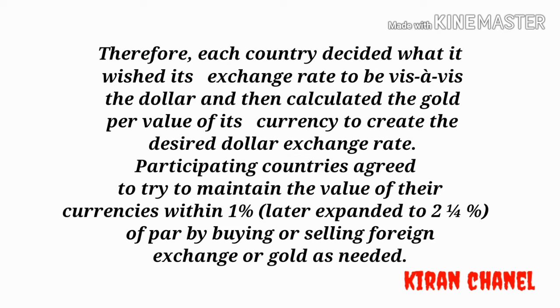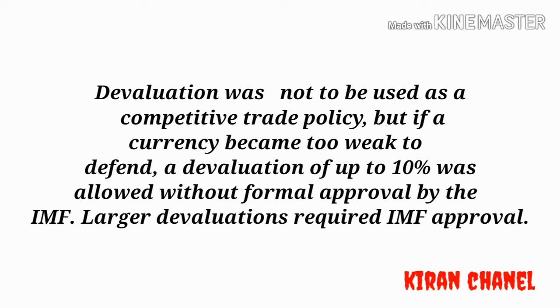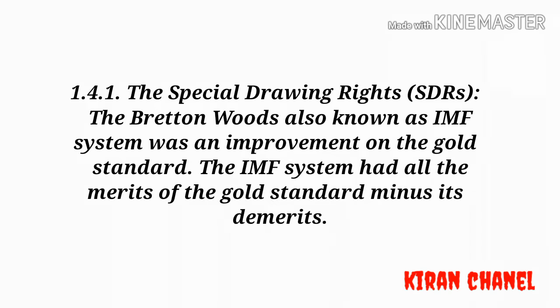Later expanded to 1/4%, or par, by buying or selling foreign exchange or gold as needed. Devaluation was not to be used as a competitive trade policy, but if a currency became too weak to defend, a devaluation up to 10% was allowed without formal approval by the IMF. Larger devaluations required IMF approval.